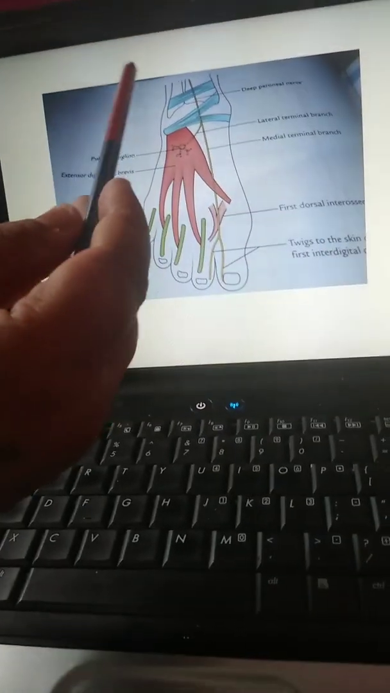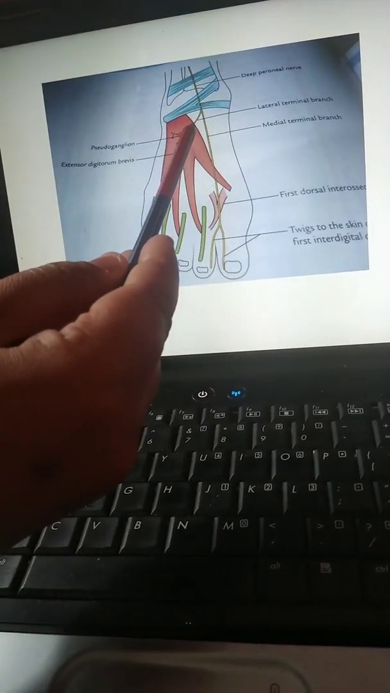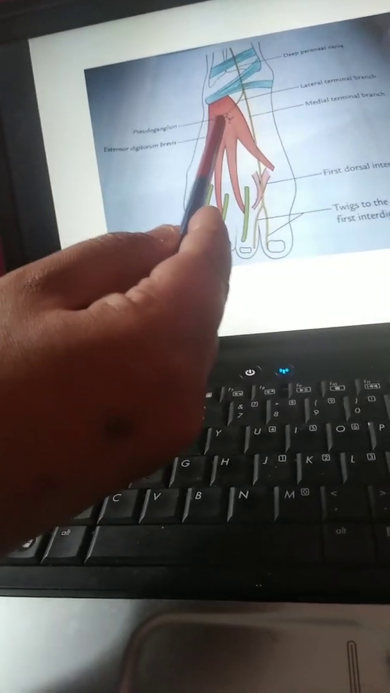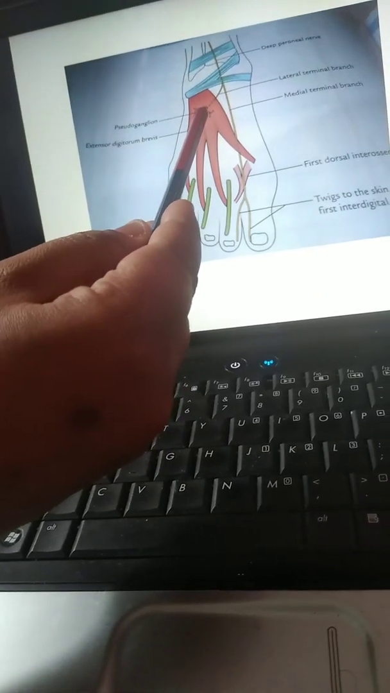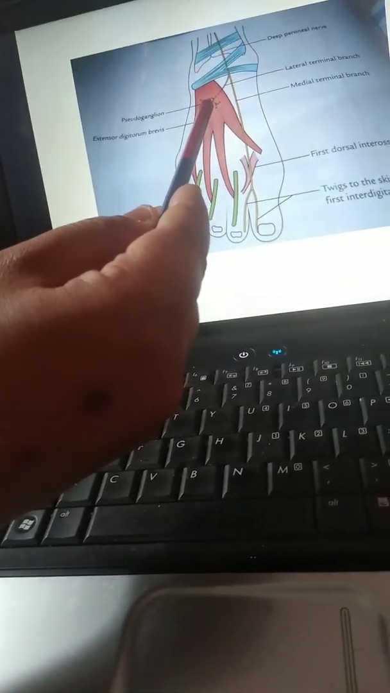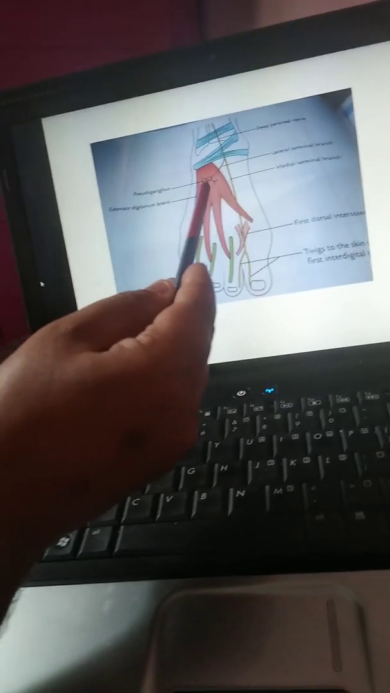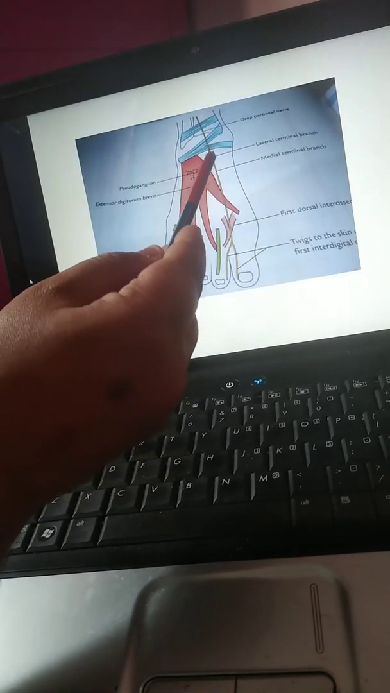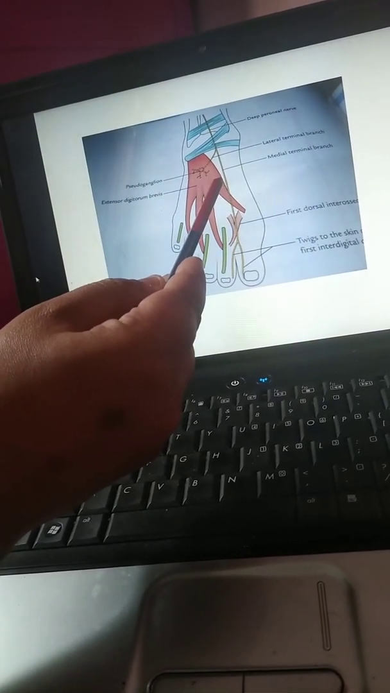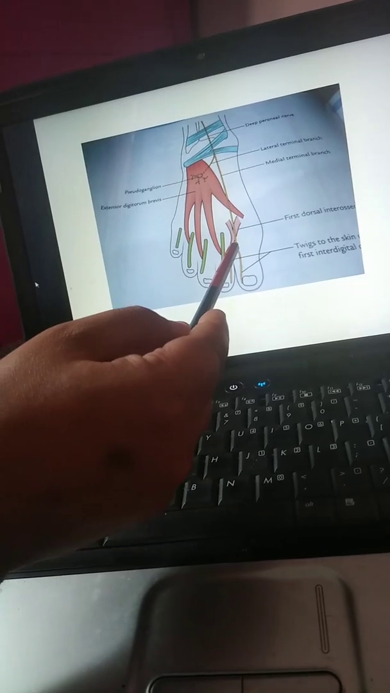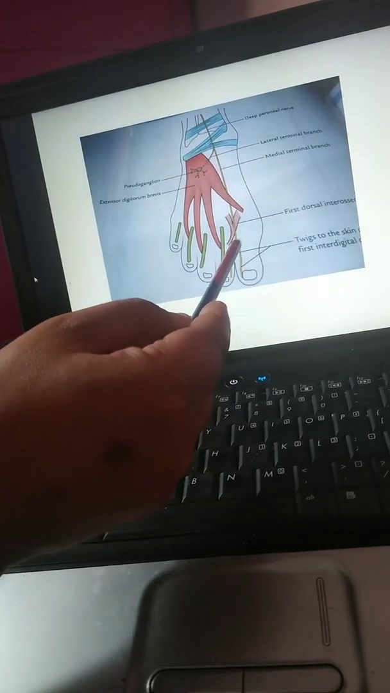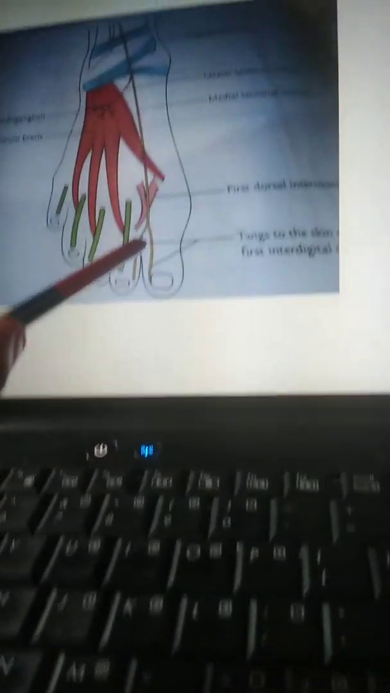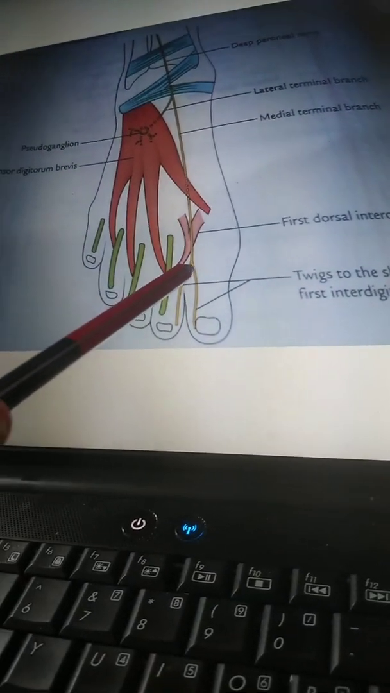The lateral terminal branch runs laterally and ends in a pseudoganglion deep to the extensor digitorum brevis. Branches from the pseudoganglion supply the extensor digitorum brevis and tarsal and metatarsal joints on the lateral side of the foot. The medial terminal branch runs forwards and ends by supplying the skin of the adjacent sides of the big and second toe. That is the first interdigital cleft and first dorsal interosseous muscle.